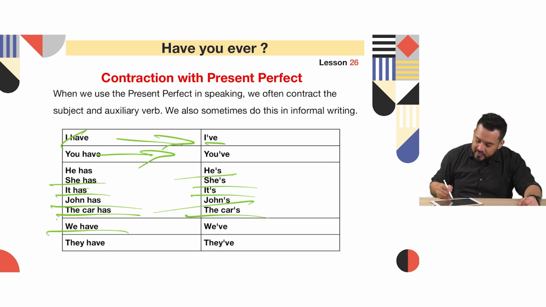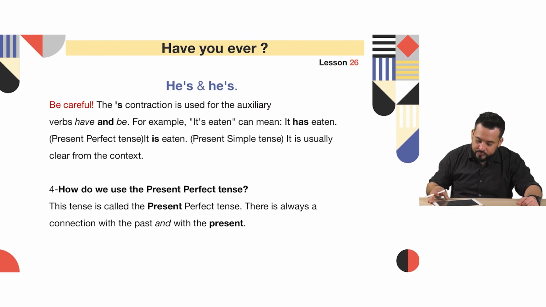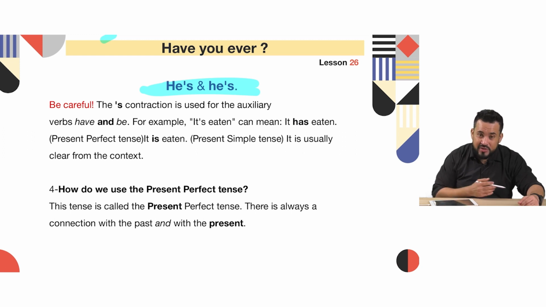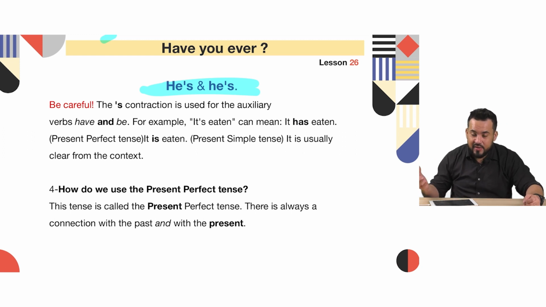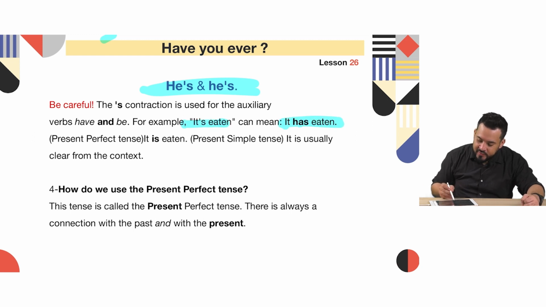We have, it's we've. They have is they've. We must not confuse the S contraction for the present perfect and the S contraction for the be verb is. Okay? For example, it's eaten can mean it has eaten, or can mean it is eaten.